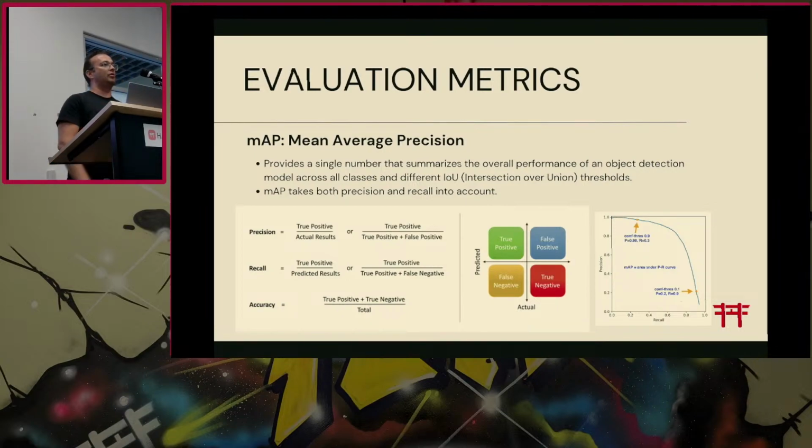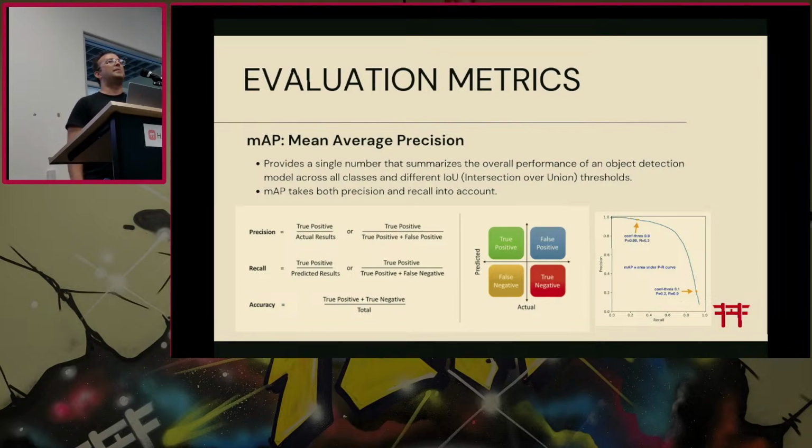So coming back to the metrics, we're going to do the mean average precision, which provides a single number that summarizes the overall performance of our object detection model across all different classes and different intersection over union thresholds. Okay? So this probability that I was thinking about comes from the thresholds of intersection over union that exists between multiple predictions. And then precision is how good my model is at actually finding the object it's looking for.